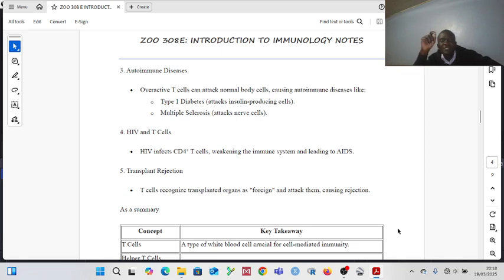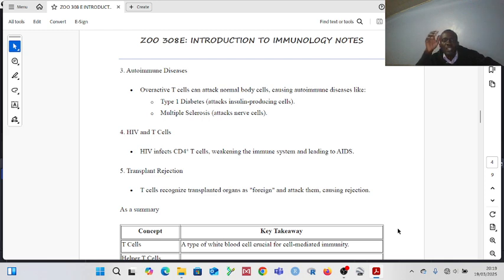But at times, when the cell-mediated immunity overreacts, when the reaction of the T cells happens beyond the limits, then it can attack the normal body cells. So when your own immune system is attacking your own body, then it creates what we call the autoimmune diseases.